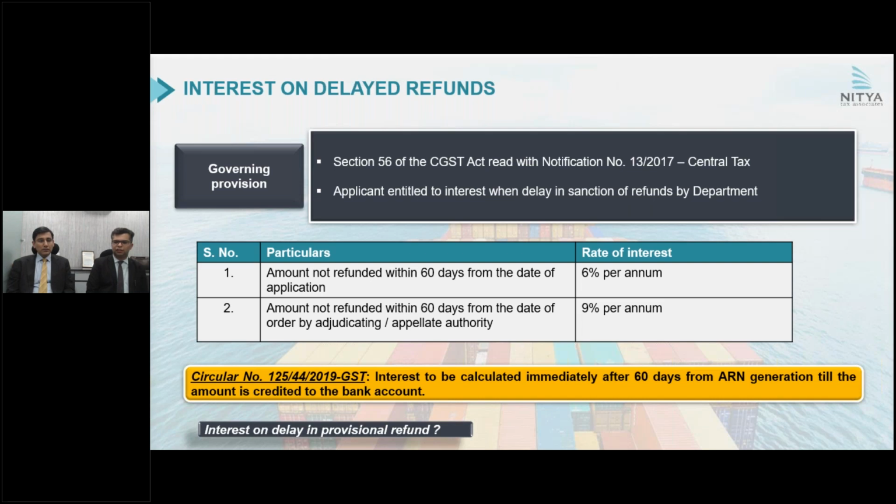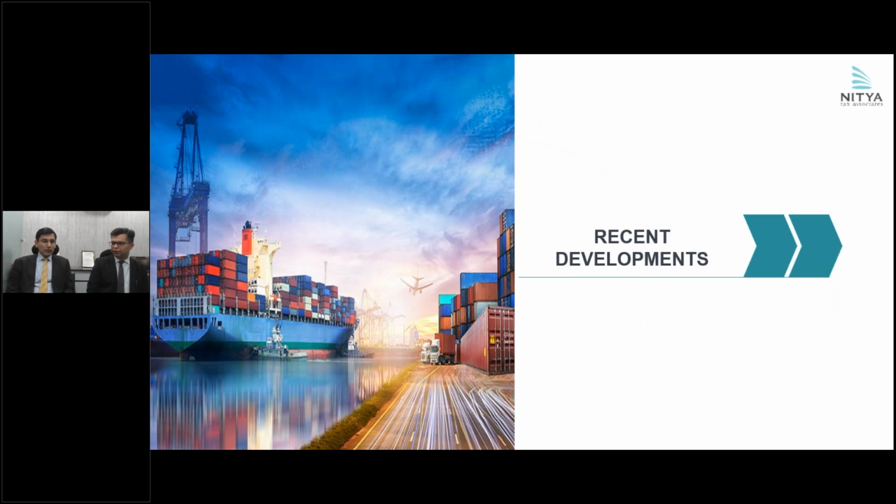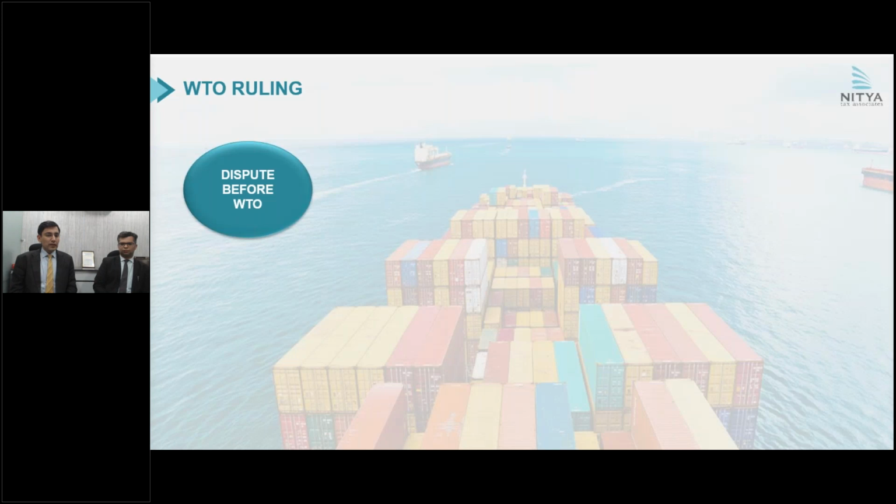So this we have already discussed, the interest on delay in provisional refund. So Puneet, why don't you take us through the recent developments here? Yeah, thank you, Deepak, for running us through the deemed exports as well as the interplay of refund for exports and deemed exports under GST law vis-a-vis foreign trade policy. With this, we are just coming towards the end of the session, and one of the important aspects we want to cover is this recent WTO ruling.